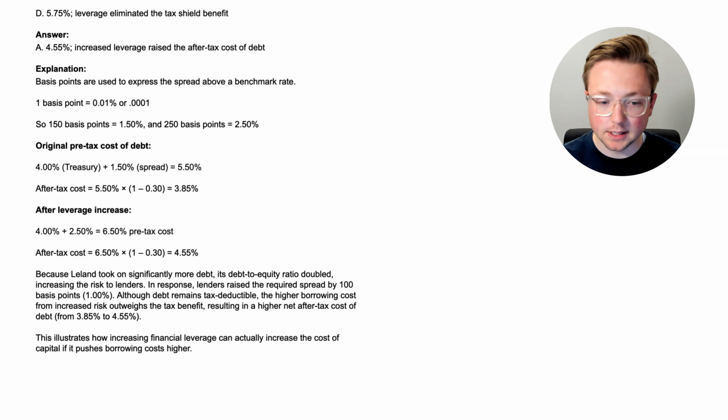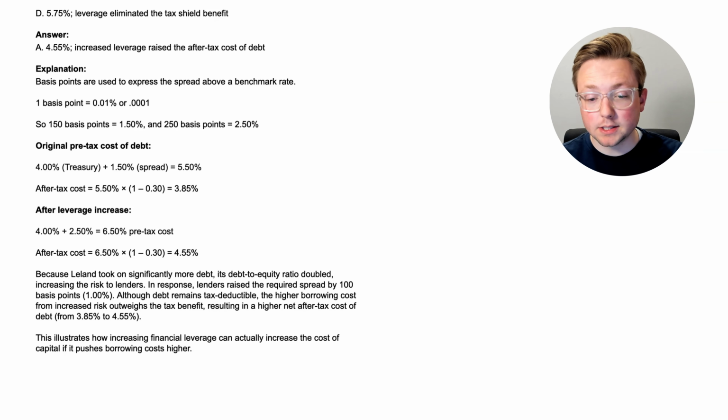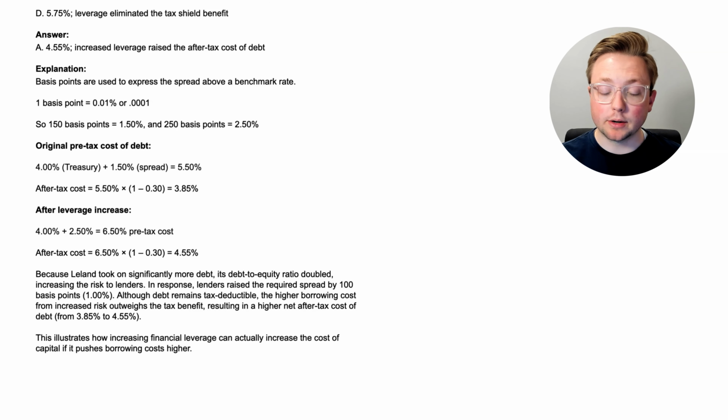Because Leland took on significantly more debt, its debt-to-equity ratio doubled, increasing the risk to lenders. In response, lenders raised the required spread by 100 basis points, or 1%. Although debt remains tax-deductible, the higher borrowing cost from increased risk outweighs the tax benefit in this case, resulting in a higher net after-tax cost of debt, from 3.85% to 4.55%. This illustrates how increasing financial leverage can actually increase the cost of capital if it pushes borrowing costs too high.